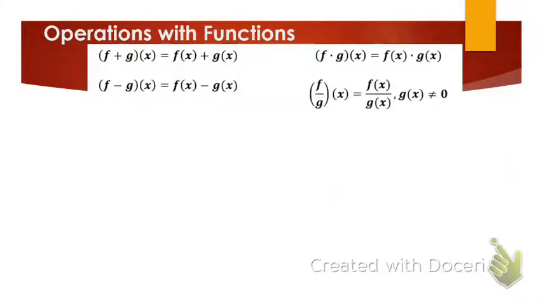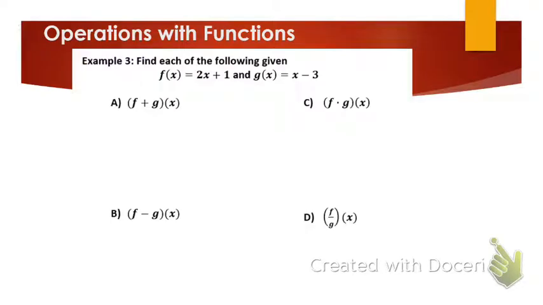So now you don't have to copy this down, but this is just showing the operations that we're going to do with different functions. We're going to add them, subtract, multiply, and divide. Whenever we divide, we have to write our domain because we always know that our denominator cannot equal 0. So take a minute, copy down these two functions. So we have f of x equals 2x plus 1 and g of x equals x minus 3. We're going to take these two functions, we're going to add them, subtract them, multiply them, and divide them.